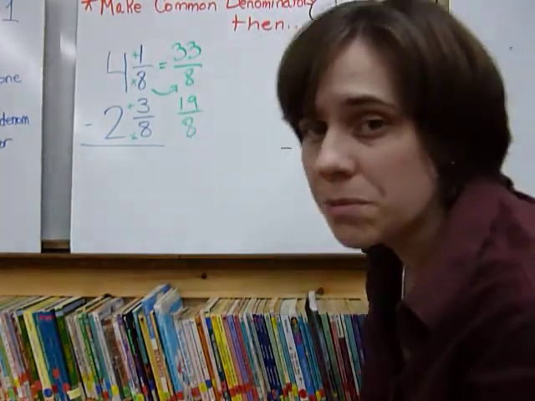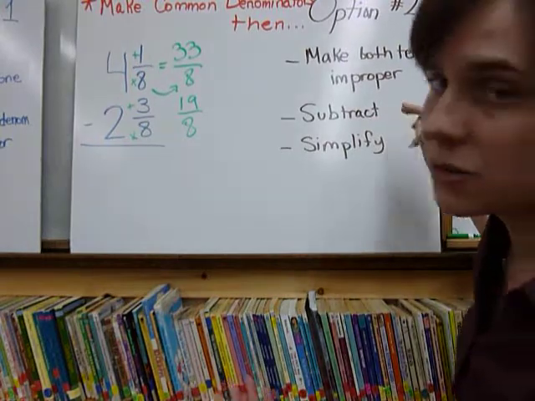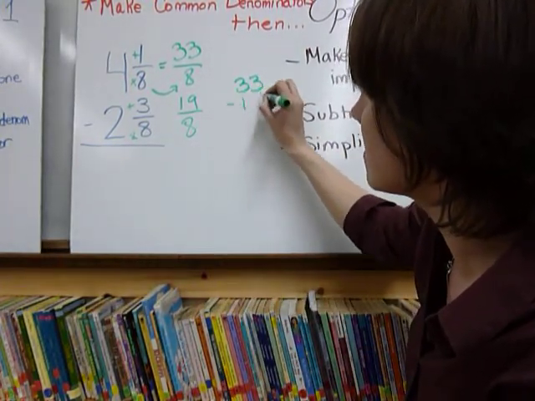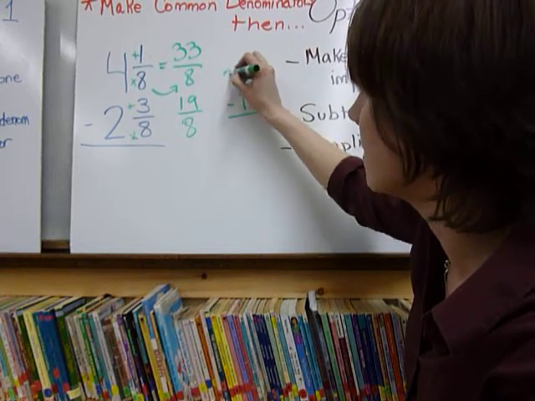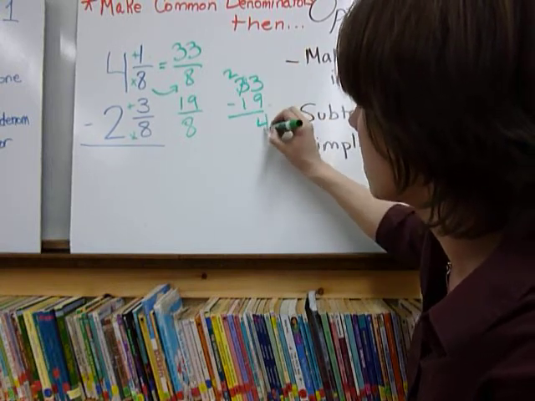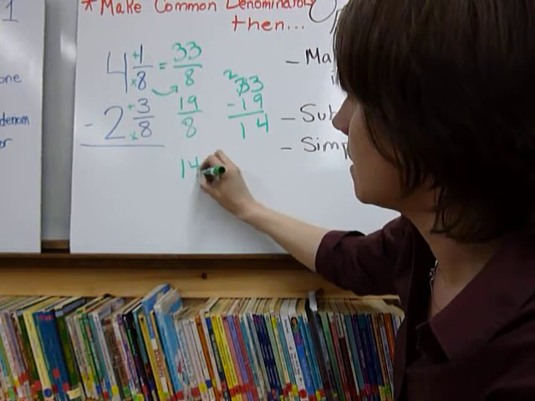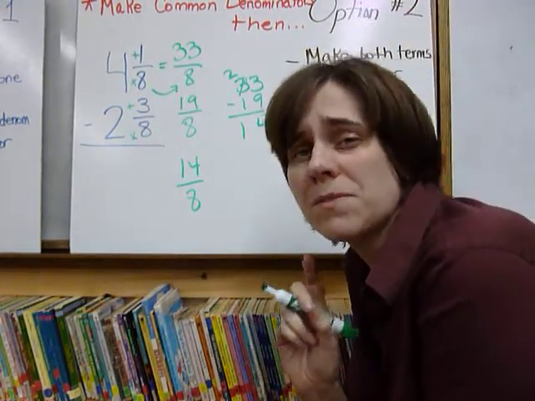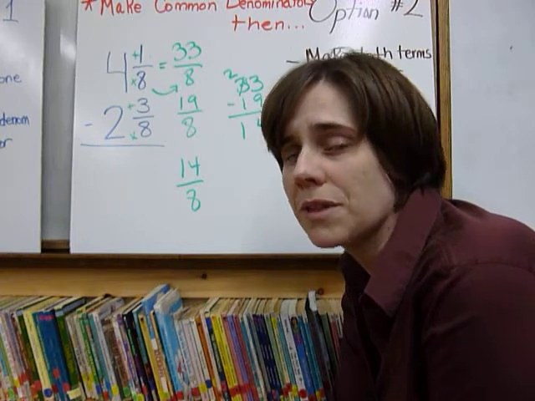I now have two improper fractions. Next thing I do would be subtract them. If you're having trouble keeping yourself organized, do your subtraction on the side. There's nothing wrong with showing your work. 14/8. Now here's one thing that's majorly different between the two methods.